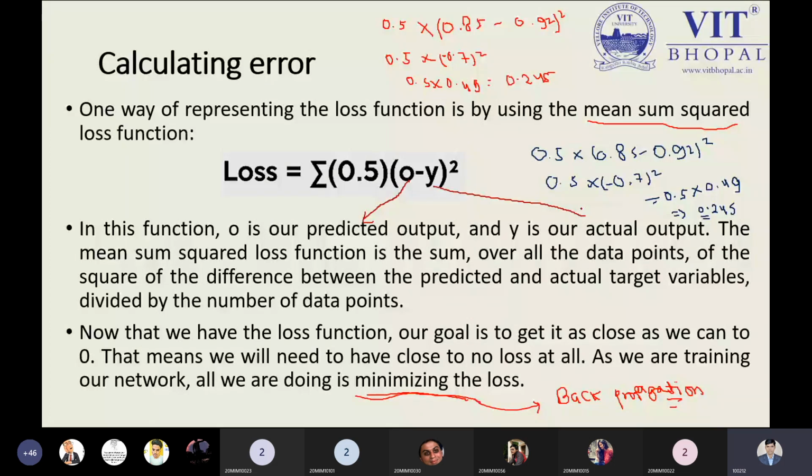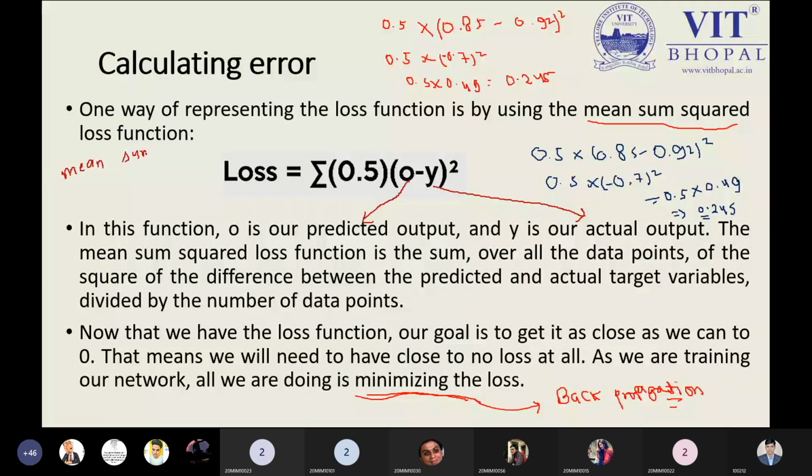So by putting these values and by squaring, we are dividing by 1 by 2. We are trying to minimize the error. Now this function is known as the mean sum squared error. This is a different thing. Why am I using the mean sum squared error?